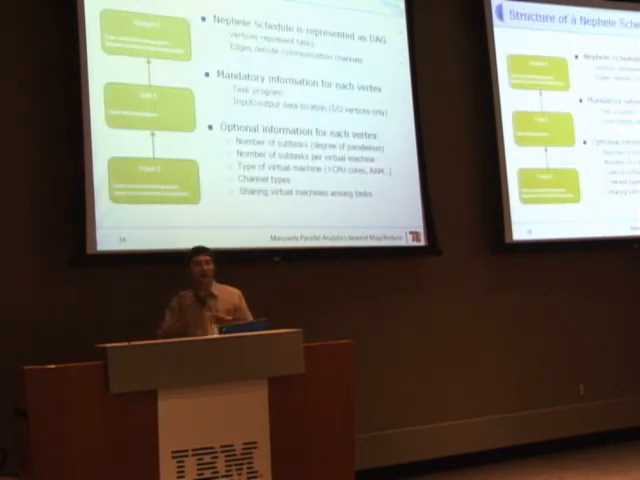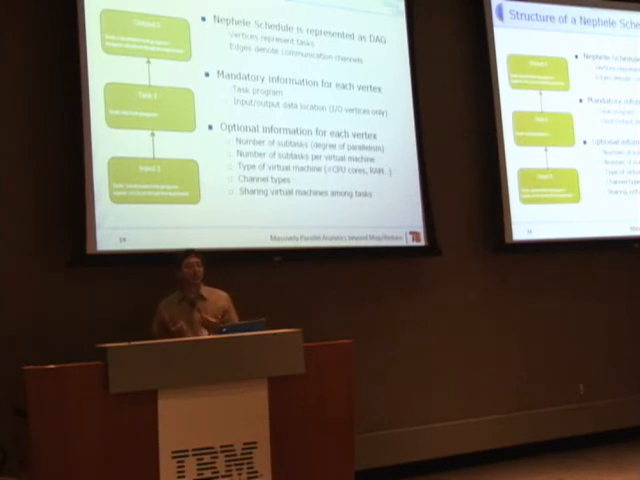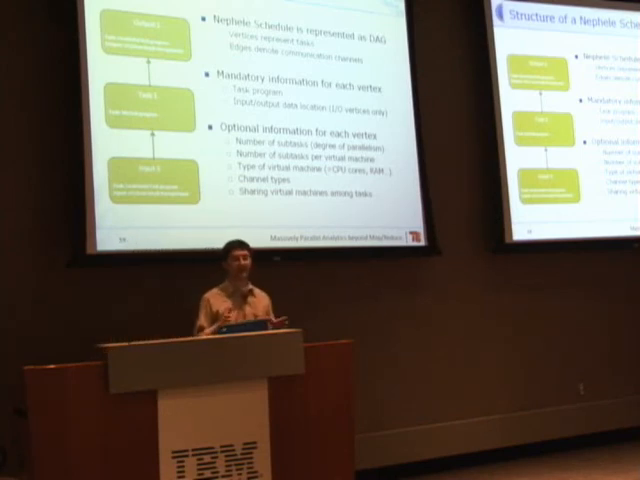So now the structure of a Nephele schedule. A Nephele schedule is specified as a DAG where the vertices represent tasks and the edges denote communication channels. Here we have an example, like some line reader that reads a task and then writes out some output. There's some mandatory information for each vertex, which is what task program is being executed and what the input-output data location is, and that's important of course for the I/O vertices only. We'll see there are different types of communication channels.